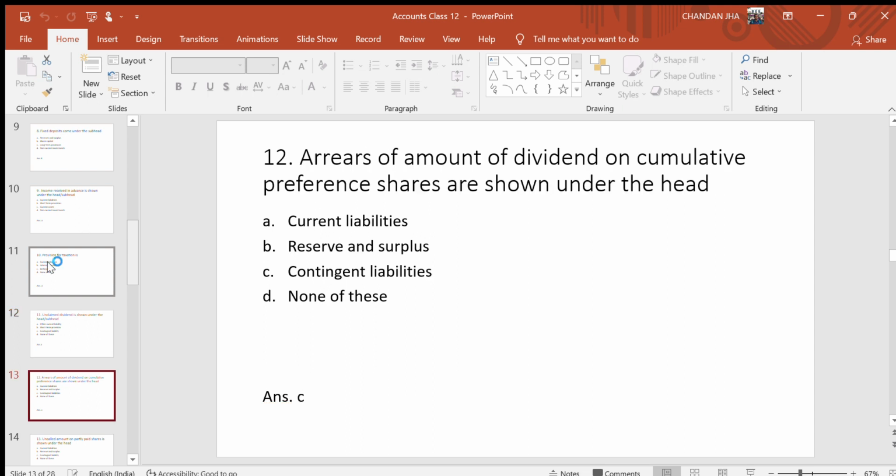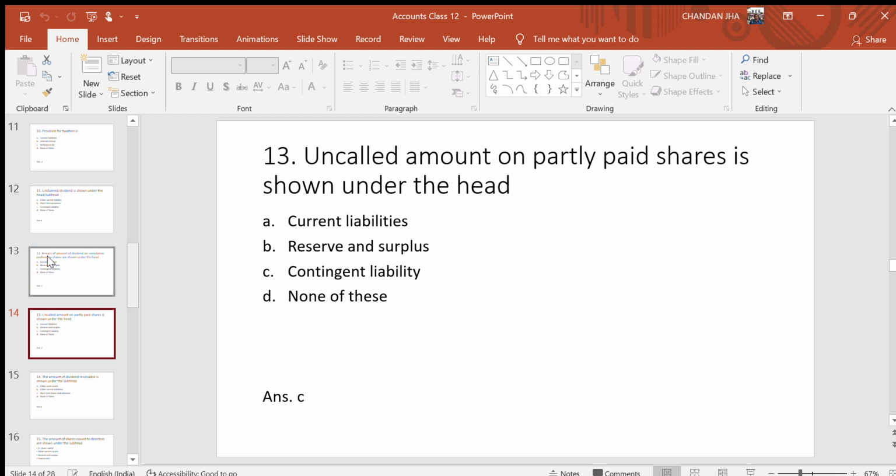Question number 12. Arrears of amount of dividend on cumulative preference share are shown under the head. A. Current liabilities. B. Reserve and surplus. C. Contingent liabilities. D. None of these. The correct answer is C. Contingent liabilities.